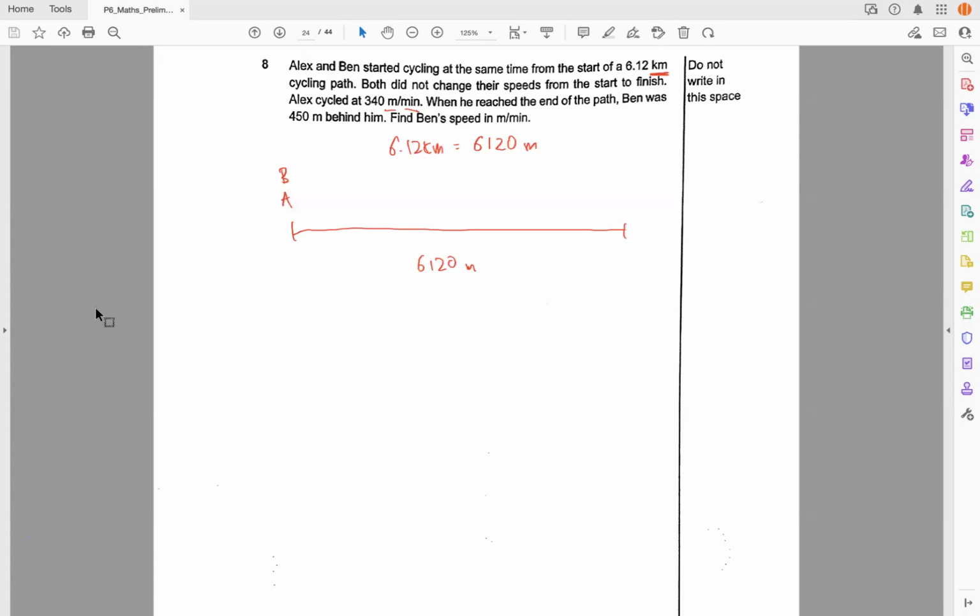Alex is faster because when he reached the end of the path, Ben was 400 meters behind him. So when Alex reached the end, Ben is somewhere here. And the difference in distance is 450 meters. Okay, and we know Alex is traveling at 340 meters per minute. So that's it.